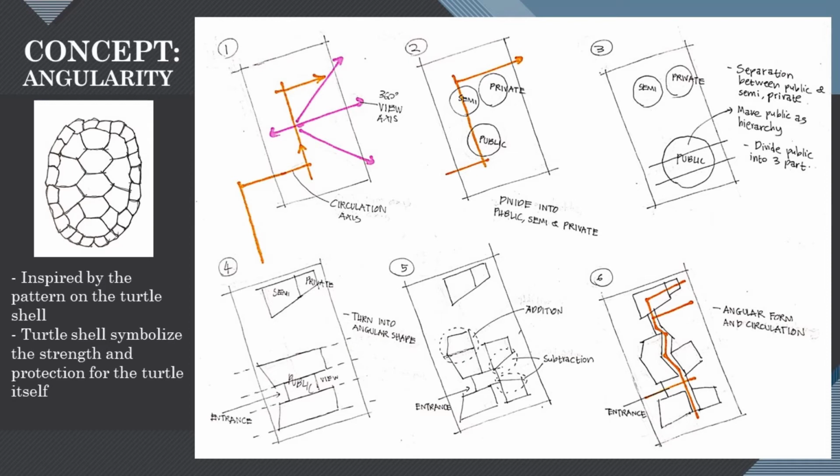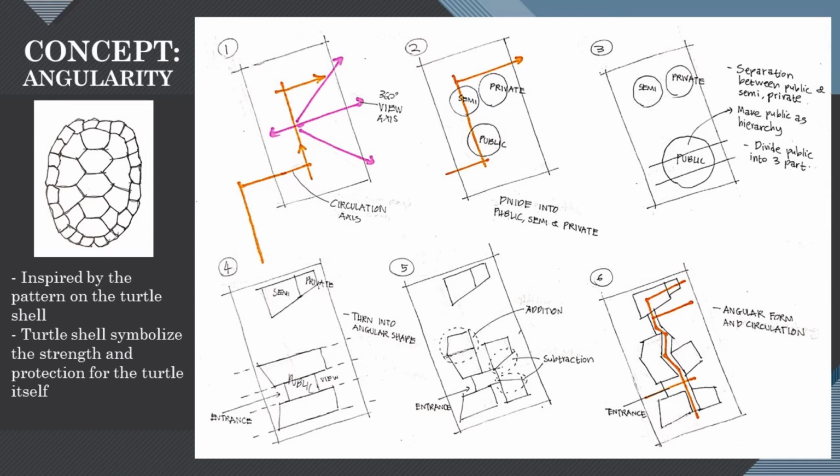The second step is I make 3 programs around the axis, which are public, semi, and private space. Third, I separate the public space from the semi and private space for privacy purpose. The public space then becomes the hierarchy as it consumes more space. The fourth step is I divide the public space into 3 parts and make the middle part the entrance for the building. The fifth step is I turn this public, semi and private into angular shape and make some addition and subtraction responding to the wind flow and sunlight direction.